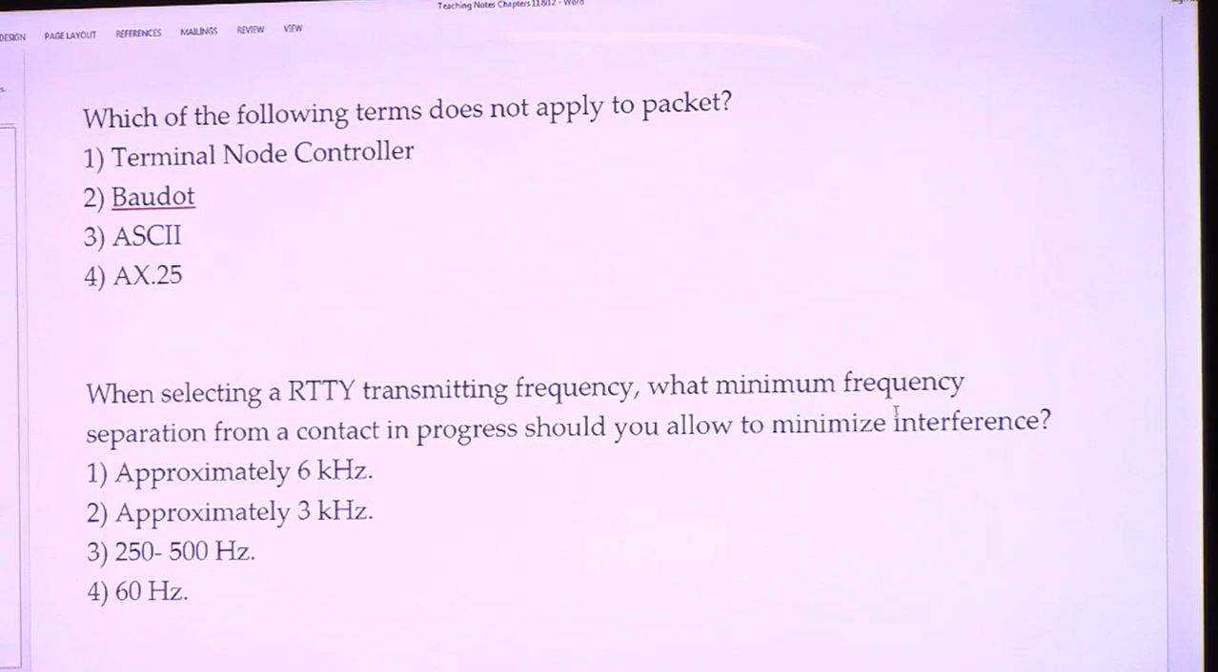If it's 170, it's shifting up. I guess you'd probably want 3 kilohertz? No, answer 3. Answer 3, yes. That makes the most sense. I mean, 6 kilohertz is way too much. So you want to give a separation of 250 to 500 hertz on RTTY from each signal. Okay.